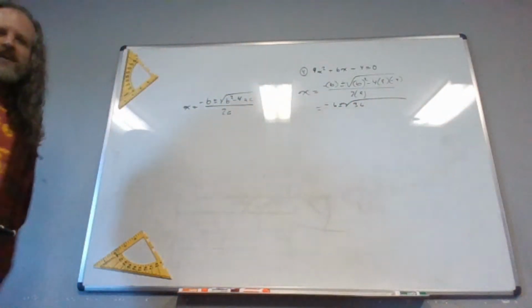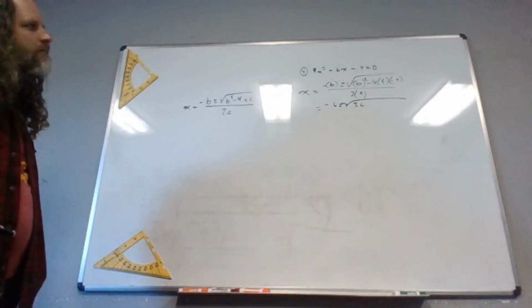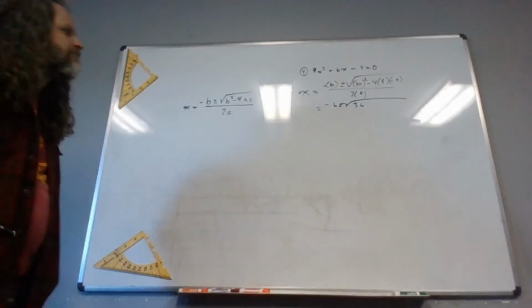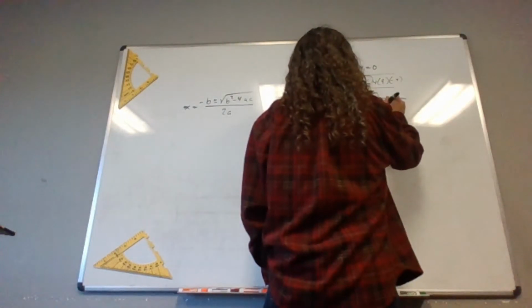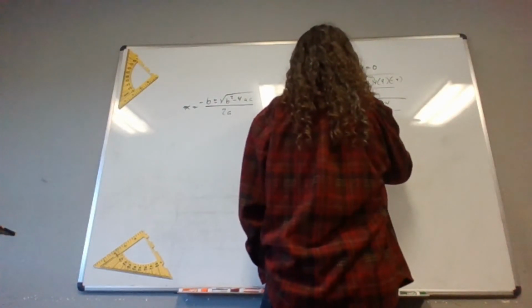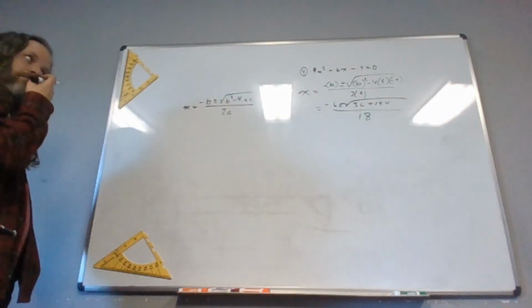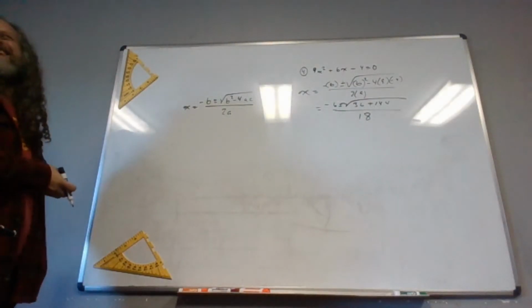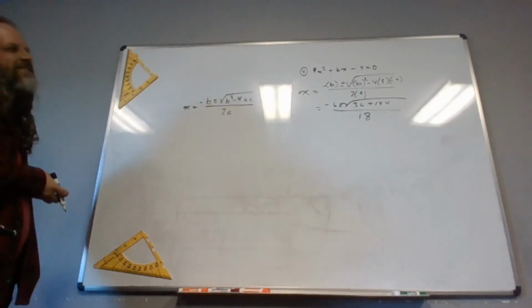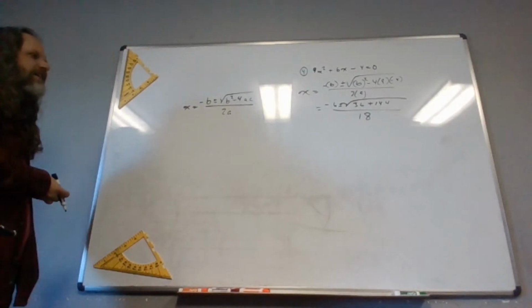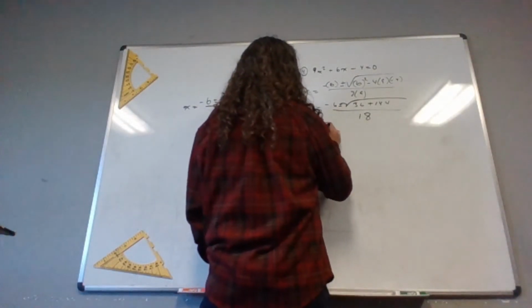What's negative 4 times 9 times negative 4? 144. Now what? Multiply 2 times that. 36 minus 144. Plus, I wrote wrong, plus 144. That's true. What is 36 plus 144? 180.